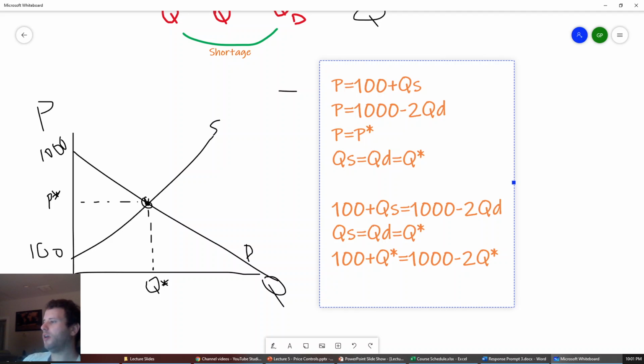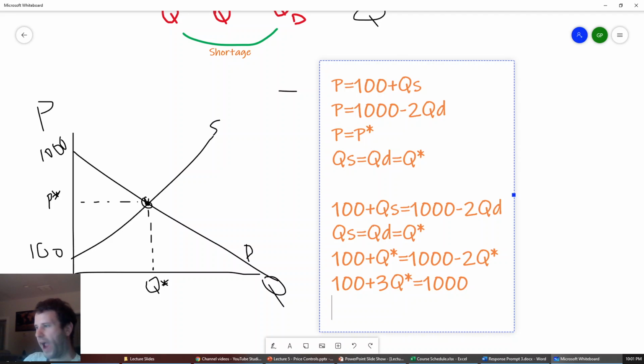So I'm going to add 2Q to both sides. I get 100 plus 3Q star is equal to 1000 minus 2Q plus 2Q, which just simplifies to 1000. Now I'm going to subtract 100 from both sides. I get 3Q star equals 1000 minus 100, 900. Now I'm going to divide both sides by 3. So I'm going to get Q star is equal to 300.